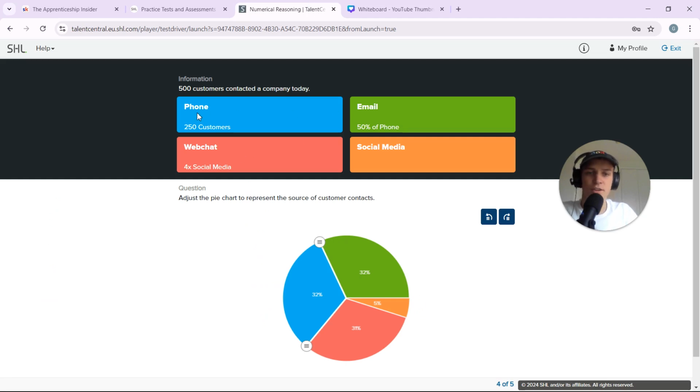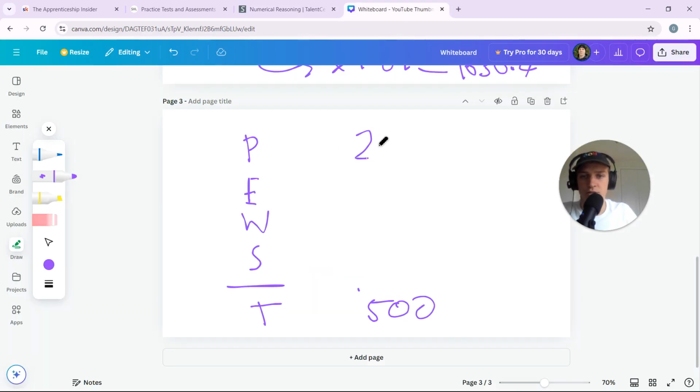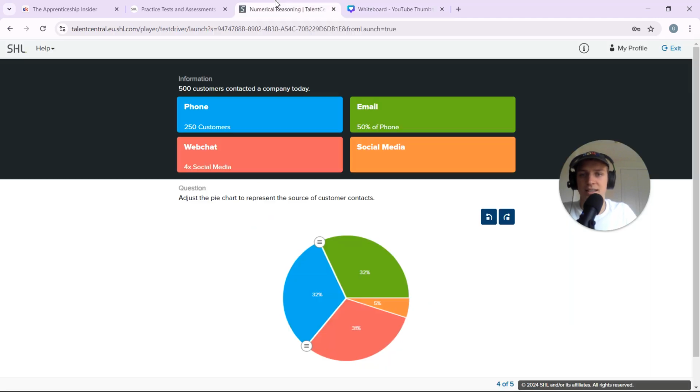Phone was 250. So you want to start with the absolute values. If you started with 4 times social media, that doesn't help you because you don't know what social media is. If you started with email, 50% of phone, that doesn't help because you don't know what phone is. So you want to start with the absolute one. The absolute one is phone. There are 250 customers. Boom. Phone 250. Okay, then you can start going through the data.